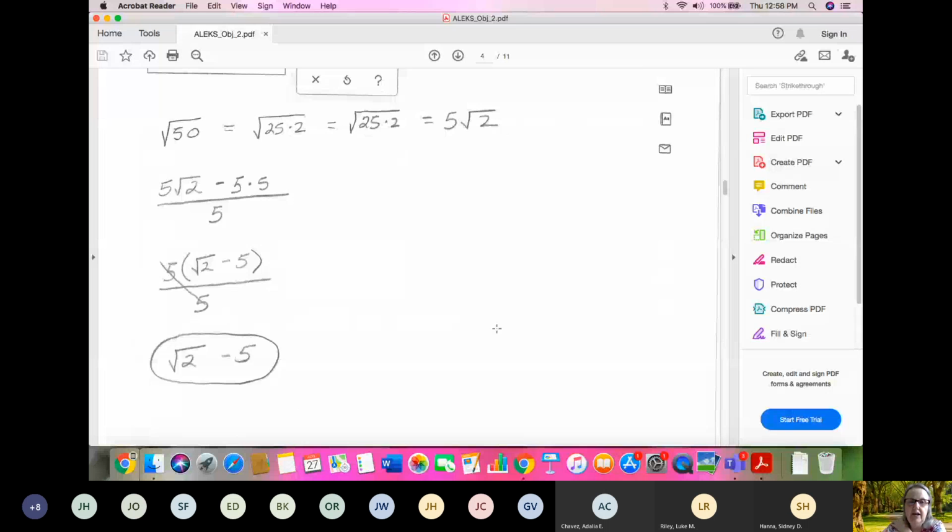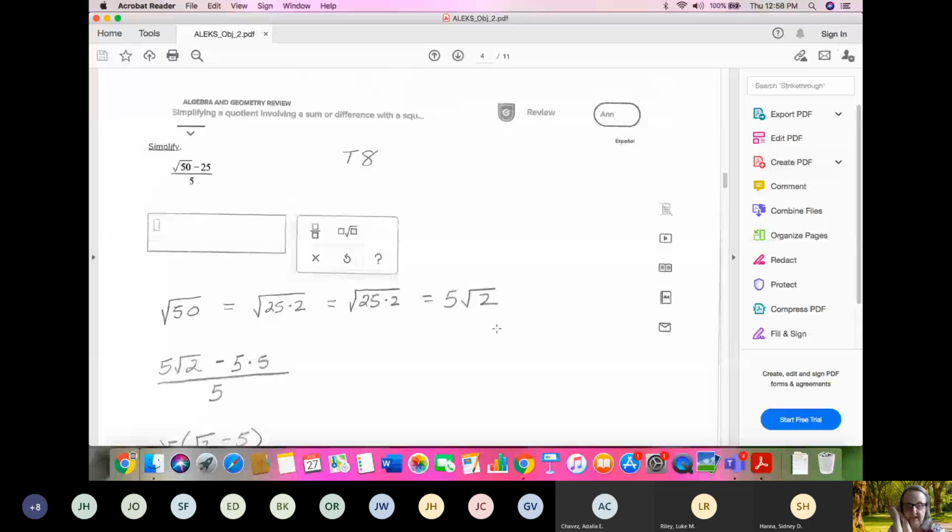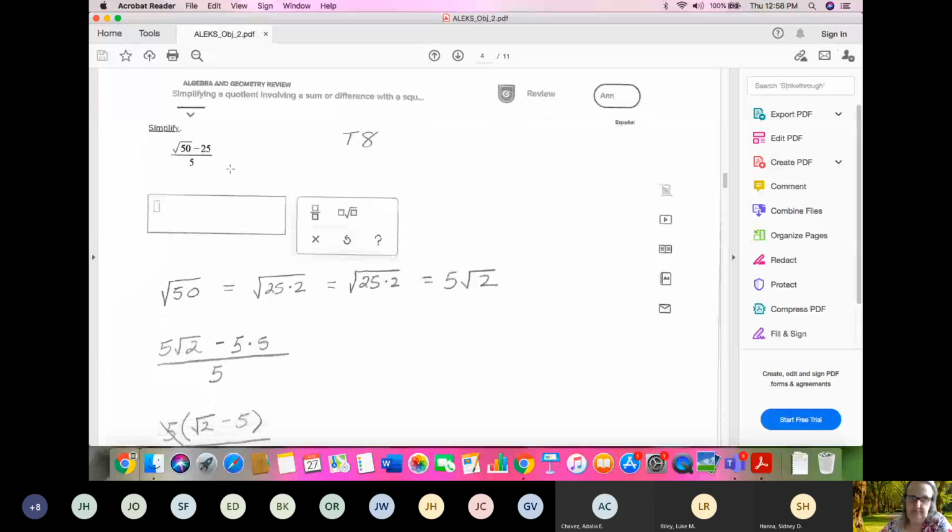Now let's take a look at another one of these. I want to make sure you're all good with simplifying these. You will definitely see this in the quadratic formula. They may have the square root of 50 on this side, but it's very similar to what you would see in the quadratic formula.